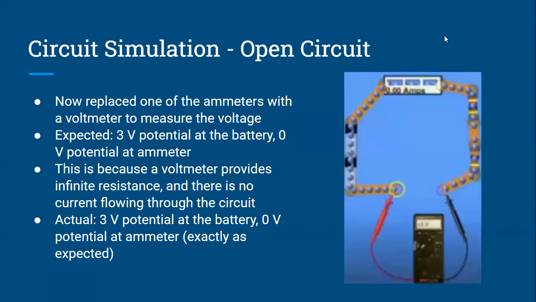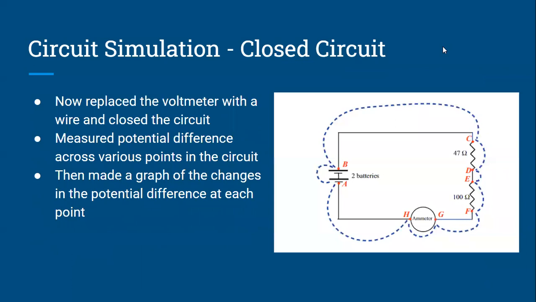And then when we added a voltmeter to it, it became an open circuit, so the current was no longer flowing through the circuit. So you would expect a 3 volt potential at the battery and a 0 volt potential at the ammeter. And this is exactly what happened when we did it in the online simulation. And then once you close the circuit, now you have a current running through the whole circuit. So we replaced the voltmeter with a wire, and thus closed the circuit.